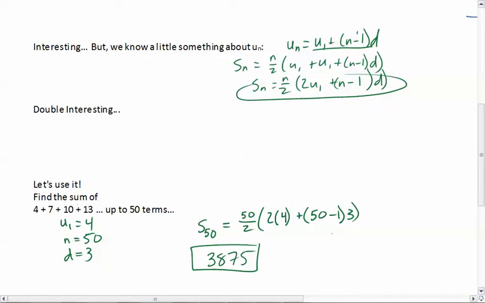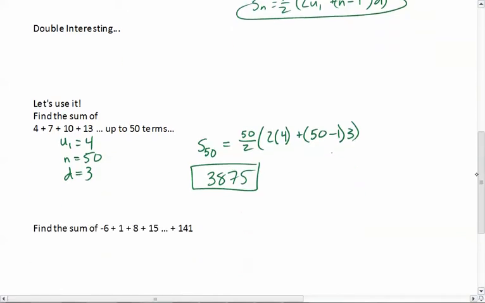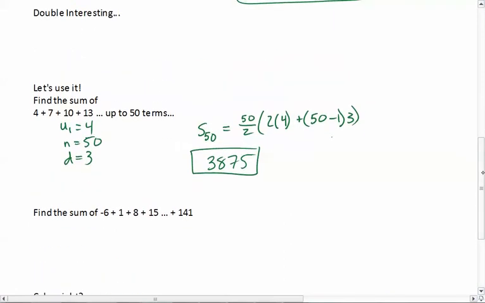Pretty cool, isn't it? Yeah, that's cool. I like that one. Okay, let's do one more, because that was too easy. We just plugged in the numbers. So let's try another one.